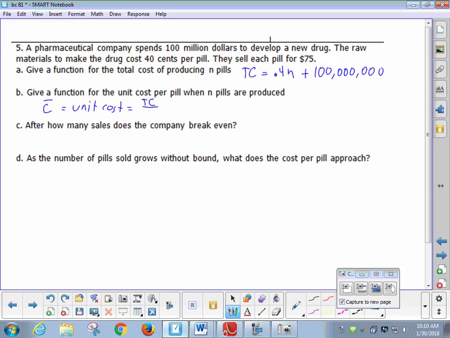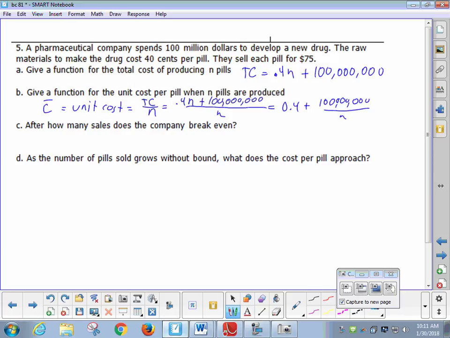Total cost divided by how many pills? Yeah. If I take the total cost function, 40 cents per pill times number of pills plus 100 million, divided by n. Let's rewrite that slightly differently. What's another way to write that mathematically? 0.4 plus 100 million over n.